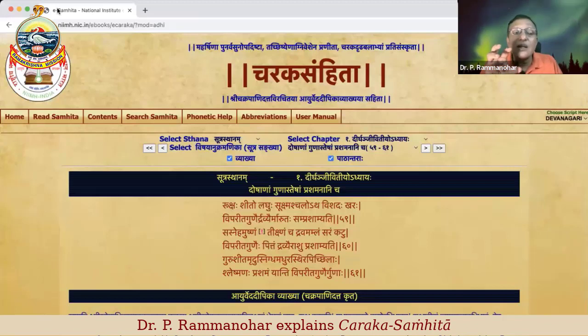So I have to do a correct vikalpa of what gunas are disturbed in the body, and then do a vikalpa of what gunas are there in the dravya, and how I can combine these dravyas to create a guna vikalpa that is exactly matching the imbalance of gunas in the body. It has to be like a lock and key mechanism.